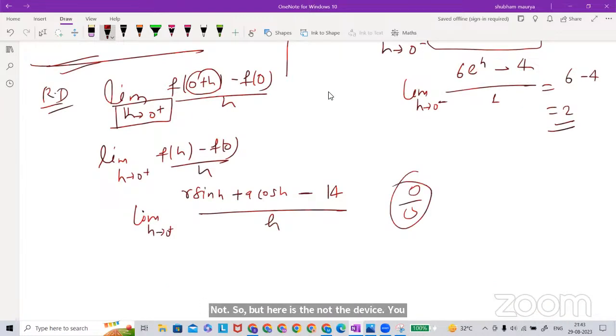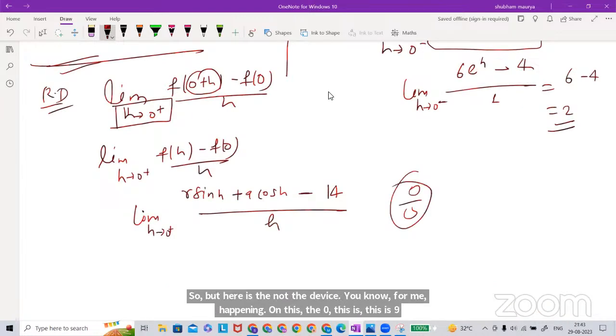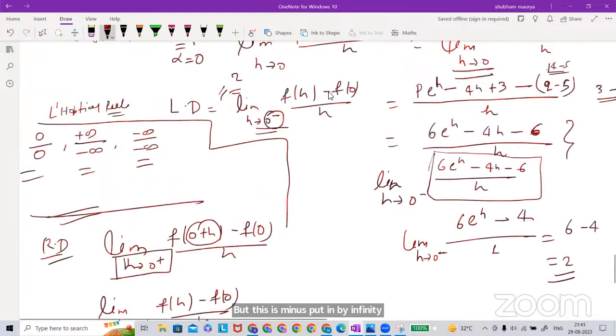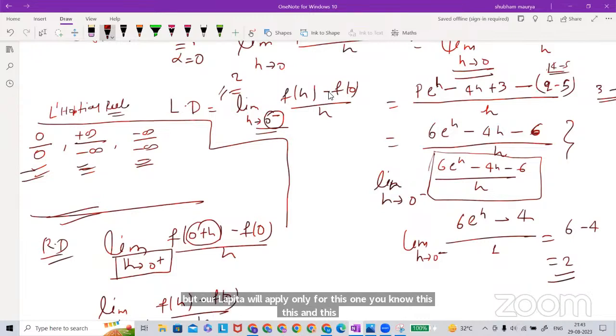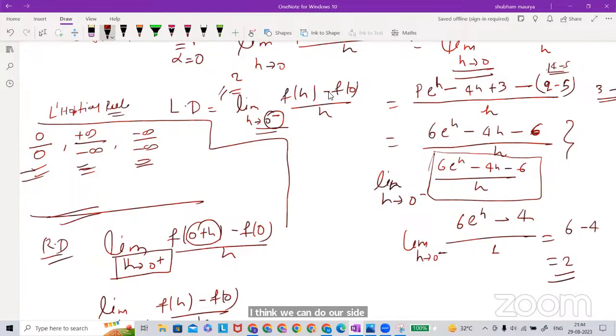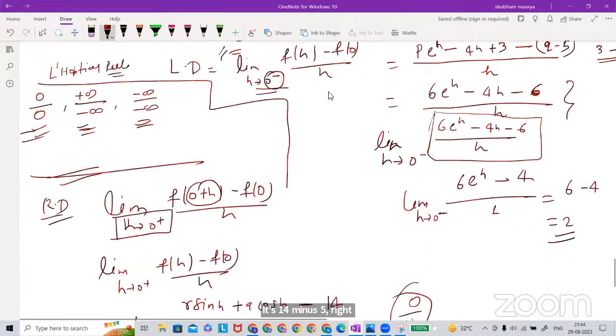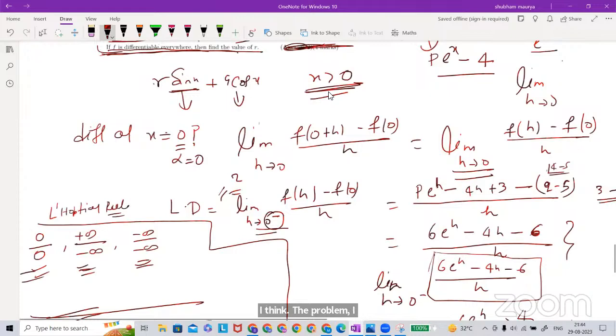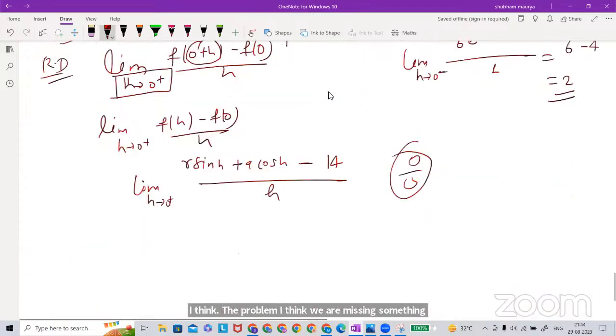This will become minus 14 by infinity form. But our L'Hopital rule applies only for this one. Sir, I think we can do R sin H by H is equal to 14 R minus 5, right? So it's 9, not 14. cos H by H. Sin H by H, I think that's the problem here. I think we are missing something. Minus 5 is there, but how is minus 5 coming?